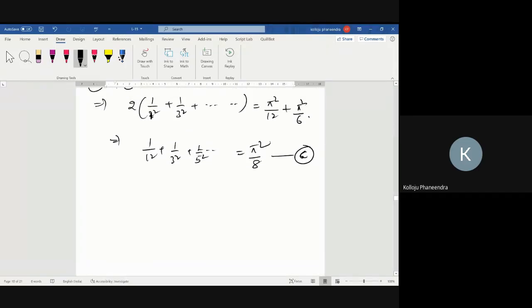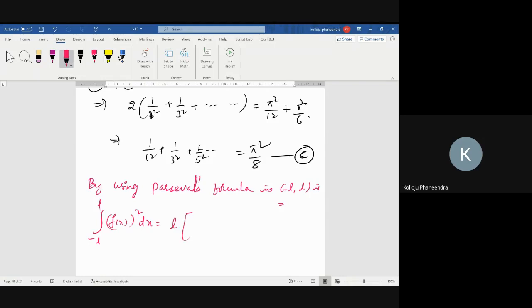By using, to get that value, the sum of 1 by n power 4, by using what? Parseval's formula. In what interval? Minus L to L. The integral from minus L to L of f of x whole square dx is L into what? A naught by 2 plus summation an square plus summation bn square, taken together.